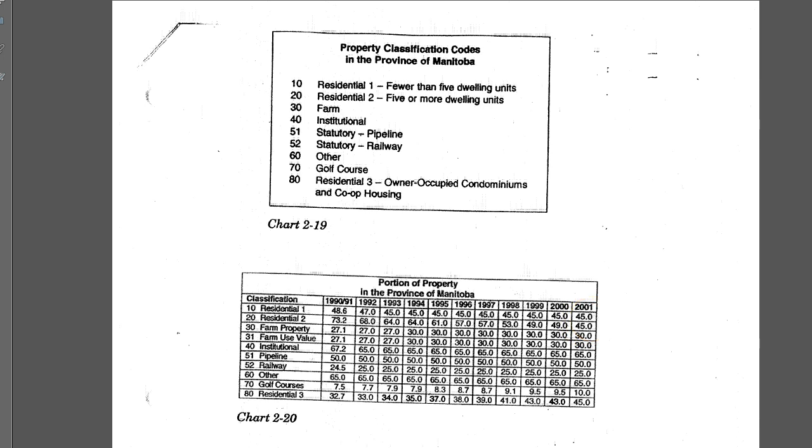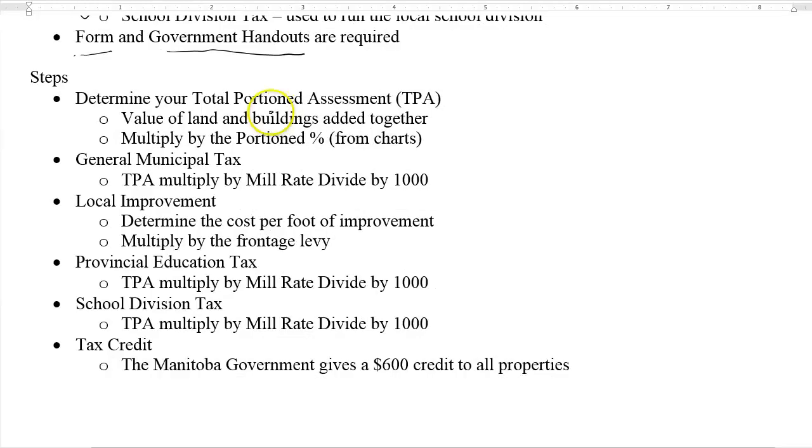So we go back to our notes here. So we're taking that value of our land and buildings and multiplying it by 45%, which will determine how much we need to pay for taxes.